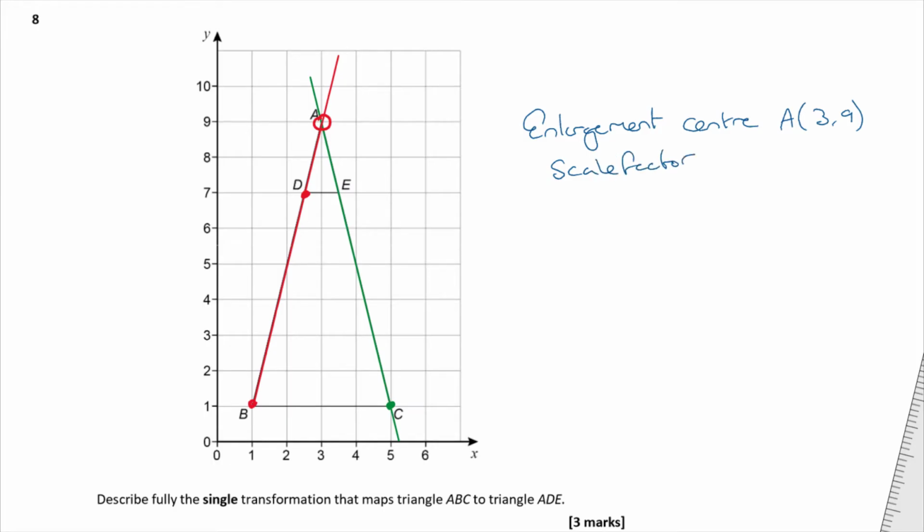Okay, well, if we find matching lengths on object and image, probably easiest to use this one. Look, this one here is 4 units. This one here goes from half to half, doesn't it? It's actually 1 unit. Okay, so it's a quarter of the size. So the scale factor is going to be 1/4. All right. So enlargement center 3, 9, scale factor of 1/4.